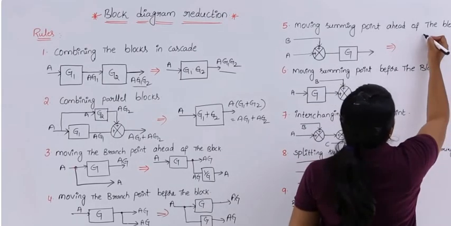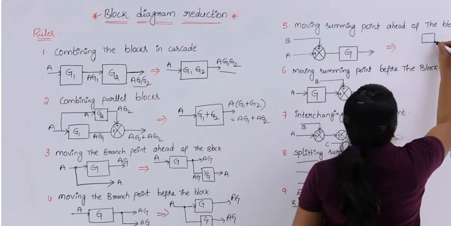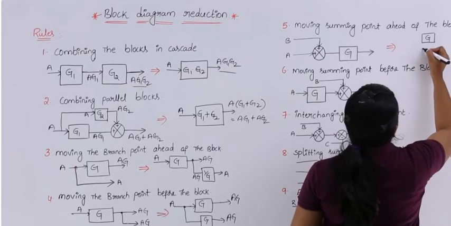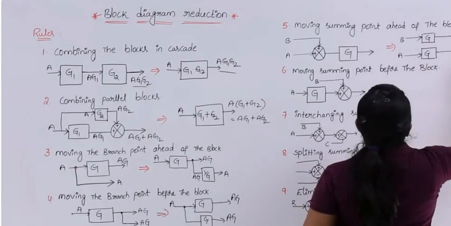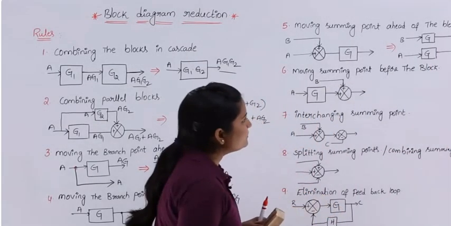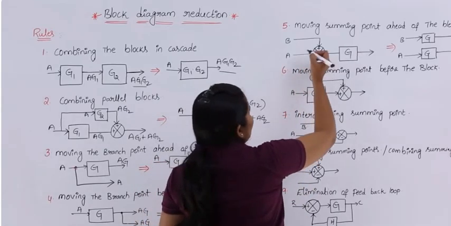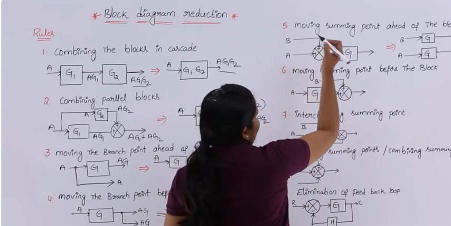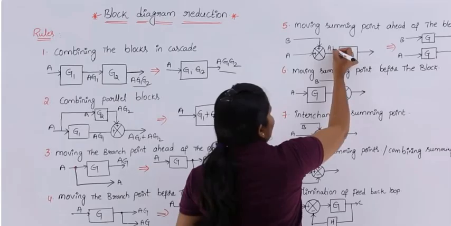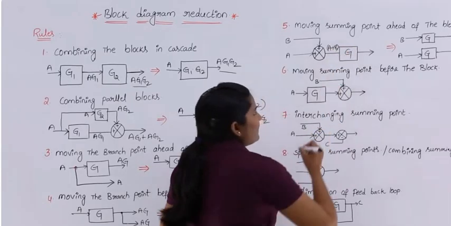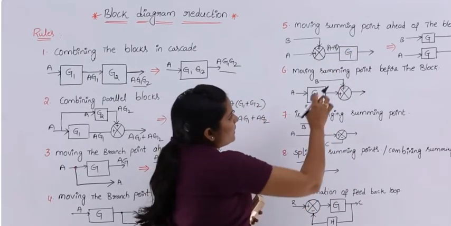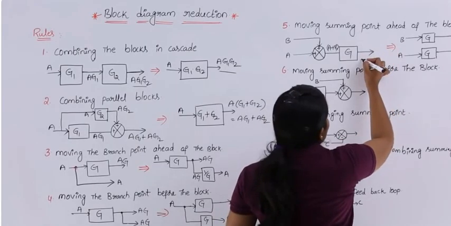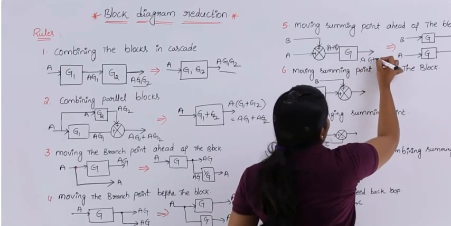So you need to consider gain G. You can see here this A plus B. The summing point output is A plus B. This A plus B signal, after passing through this block, is equivalent to AG plus BG.